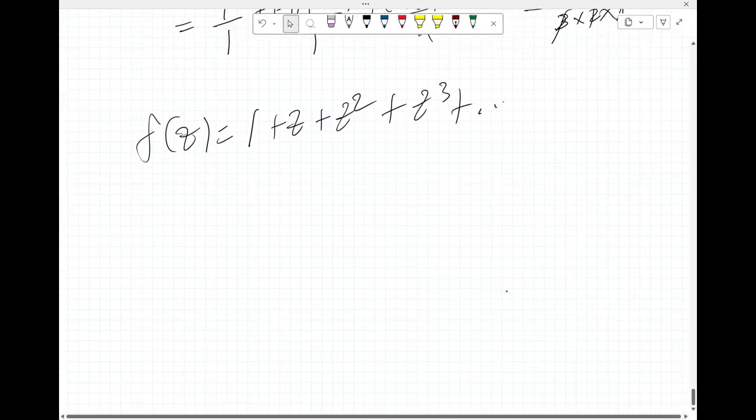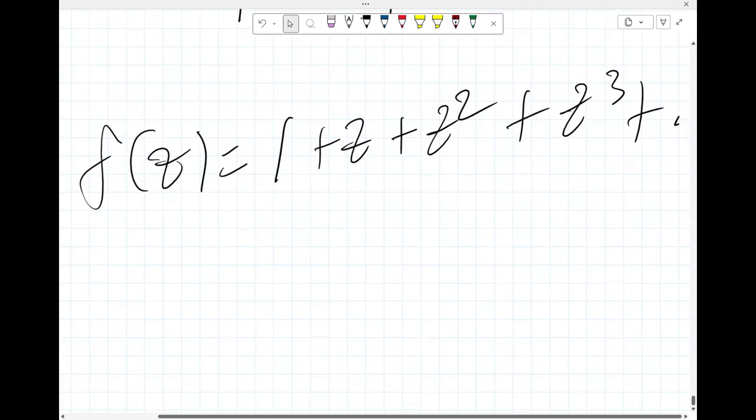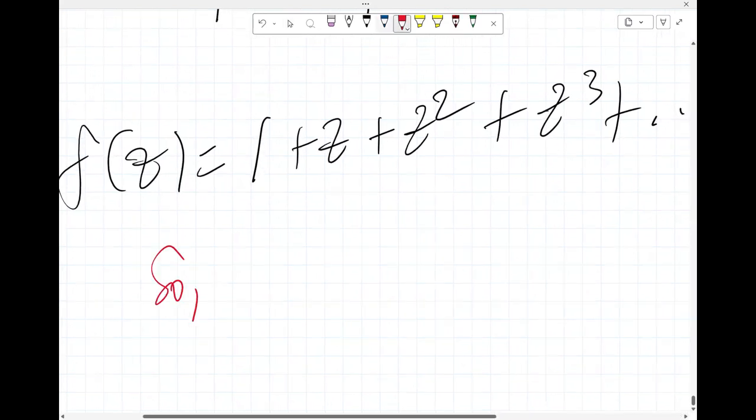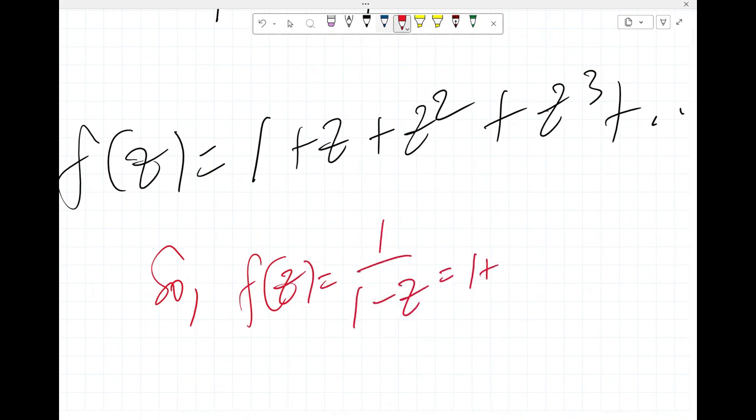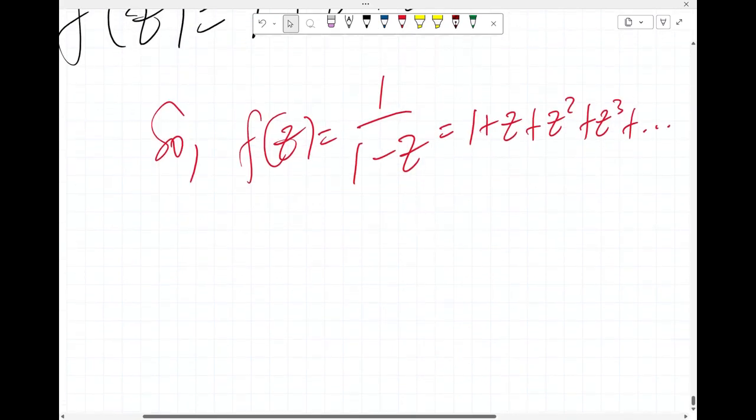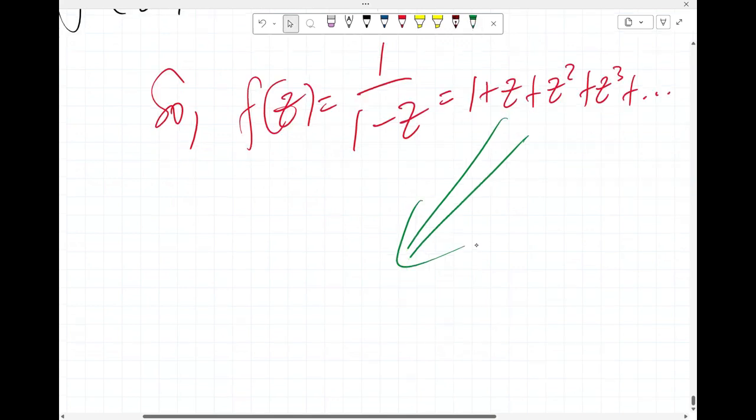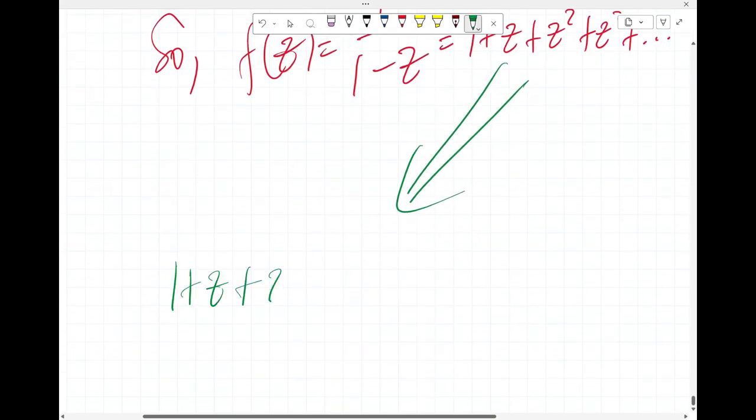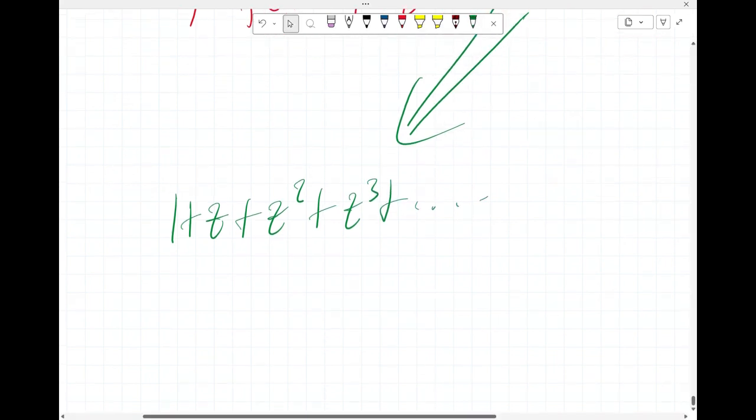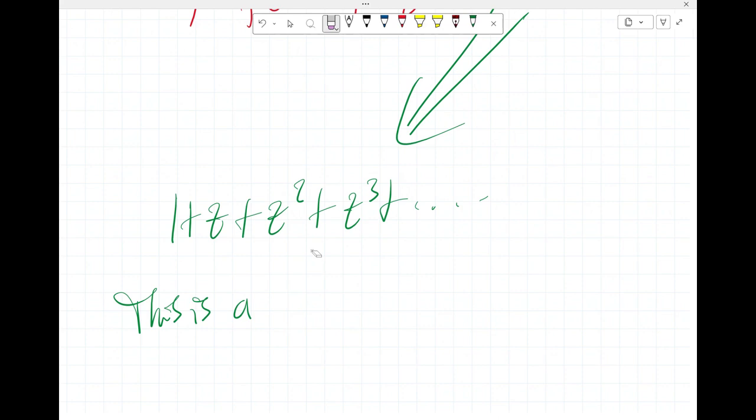So now you see why f of z is equal to 1 over 1 minus z, the same thing as 1 plus z plus z squared plus z cubed, and so on and so forth. Interestingly, what if you want to translate this back to where you came from? You have 1 plus z plus z squared plus z cubed, and so on and so forth. So this is a geometric progression, right? This is a GP.